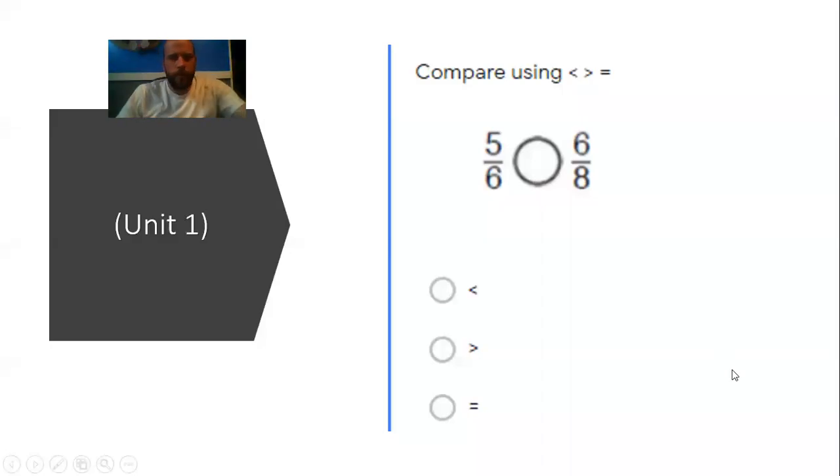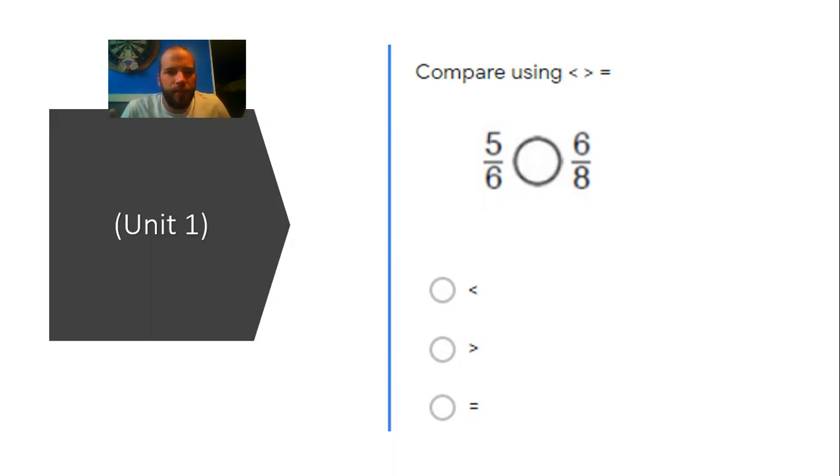All right, you are done. You already know how you did. So you're watching this to try to figure out what mistake you made. Let's check it out. So compare using less than, greater than, or equal to.